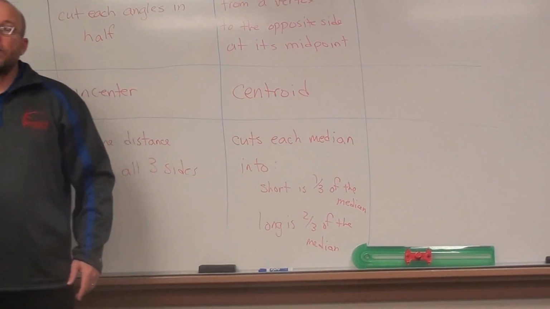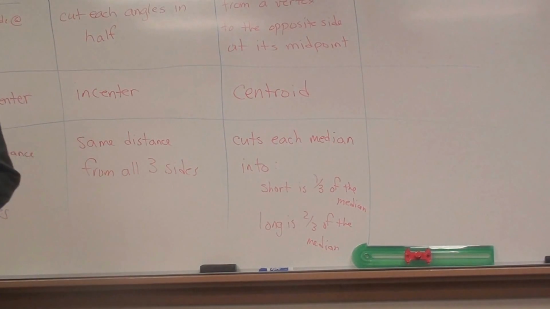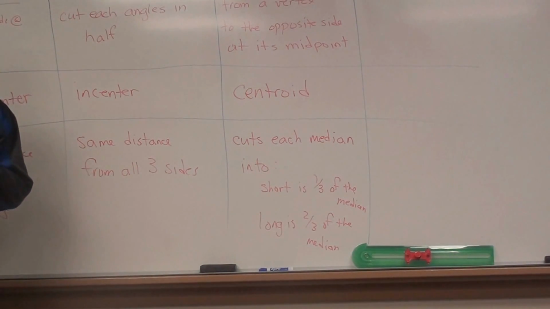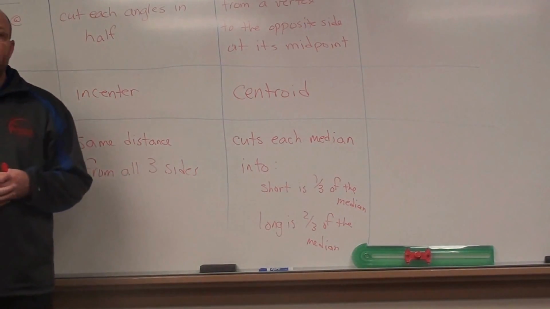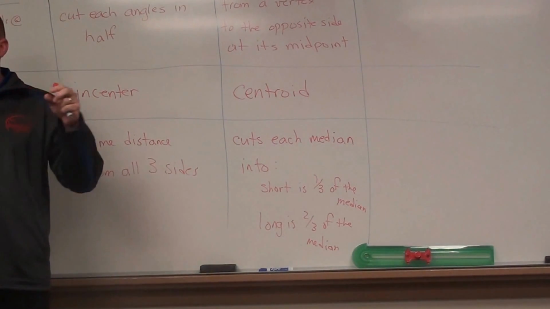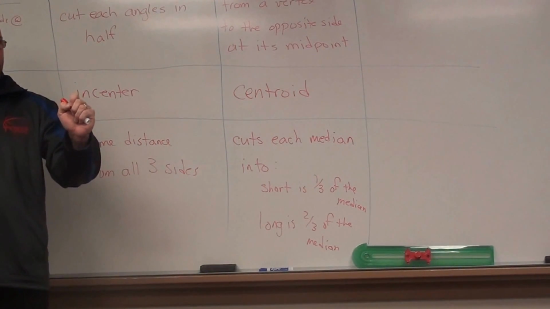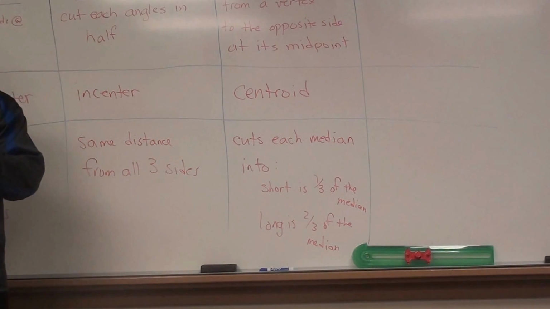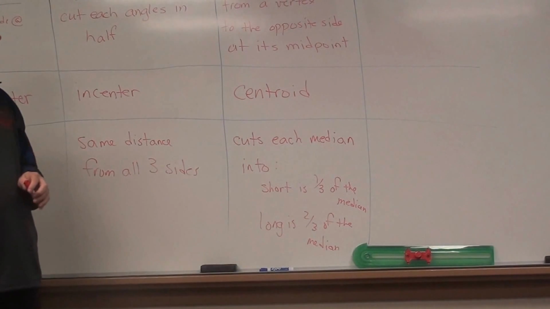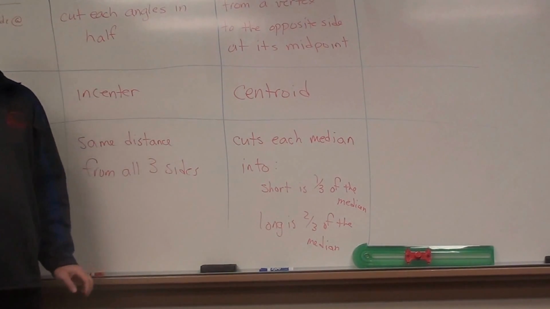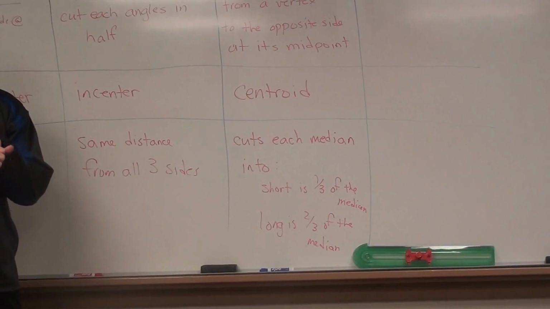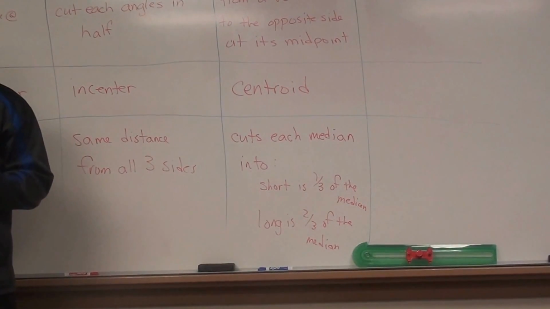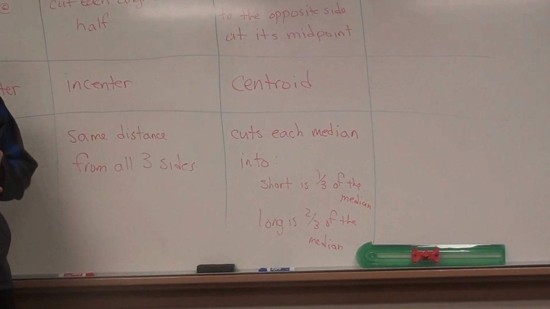I think you'll see that as you get through your Math Excel homework today. The problems I gave you are not real complicated problems. They're dealing with, can you recognize that that length gets cut into thirds? The short one gets 1/3 of it, the long one gets 2/3. And as you work your homework, I think you're going to see that. So again, medians. They go from a vertex to the opposite side at its midpoint. That's the important part there.